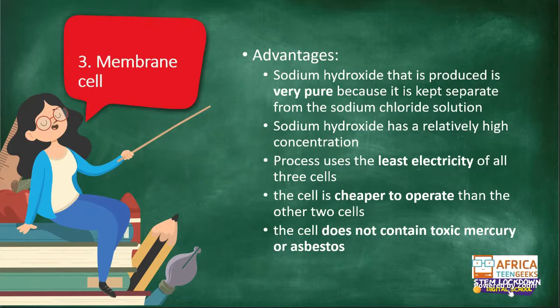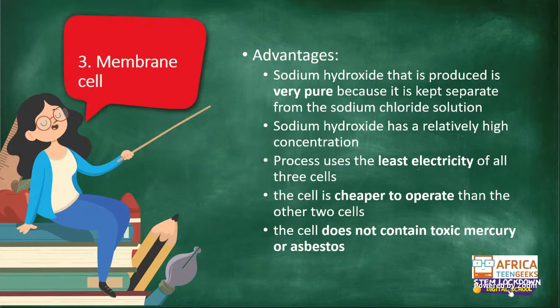It uses the least electricity of all the other processes. So it is much cheaper to operate. And then just like with the previous one, it doesn't contain any mercury or asbestos. So it is your most environmentally friendly process. So if they ever ask you a question, which one of the three you would choose, just say the membrane cell, the reason being it's environmentally friendly, uses the least electricity, and is the cheapest one to run.